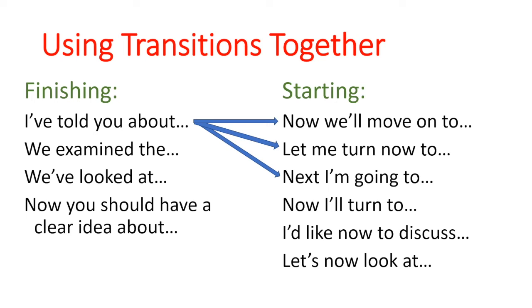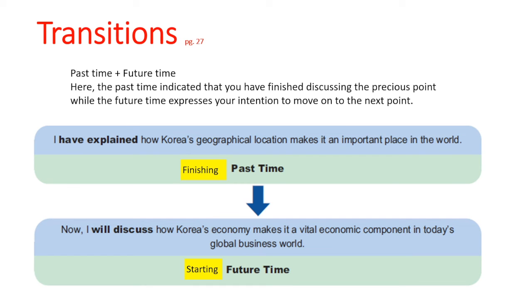You can choose any type of finishing and starting phrases that you like. I can say, for example, we've looked at car sales in Europe. Next, I'm going to explain to you car sales in Asia. Something like this again makes it very clear to the audience. One thing that you might want to consider is using past and future tense. So for example, when you're finishing one part, you can say I have explained or I've talked about using a past tense. Then when you're about to start your next main supporting idea, you can use a future tense. Now I will discuss or I'm going to tell you. Something like this again makes it easier for the audience to understand.